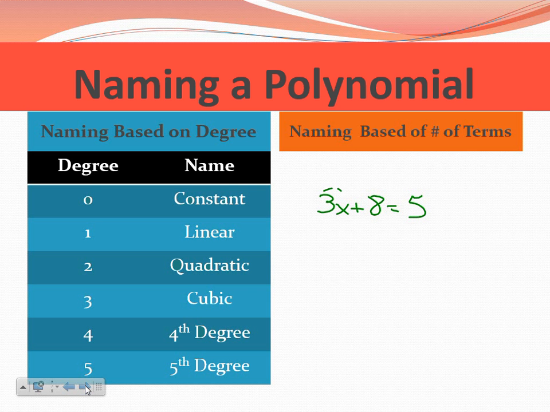What's the degree of this term? 1. What's the degree of this? 0. What's the degree of this guy? 0, because remember it's the exponent of the variable. These don't have variables, so it's 0. Okay. And what's the degree of the whole thing? My mama told me to pick the biggest, so what's the degree of it? 1, which is why you call it linear. Makes sense now? Yes? No? Maybe so?